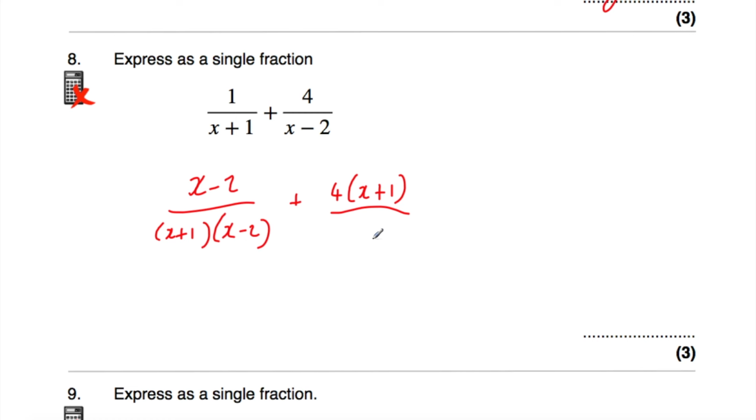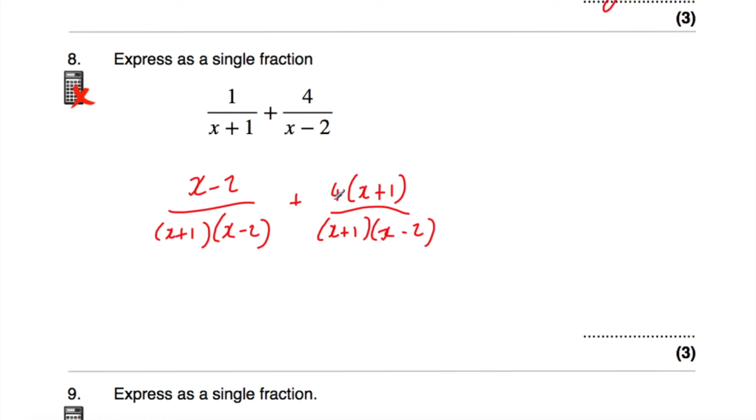Remember, it doesn't actually matter which way around you multiply them. So I'm going to write x plus 1 brackets x minus 2. And I've just put the x plus 1 in front of the x minus 2. And now this is fantastic. We've now got two fractions with the same denominator. We've got denominators of x plus 1 times x minus 2 and x plus 1 times x minus 2.